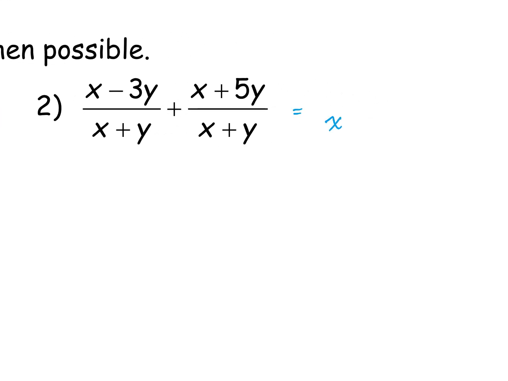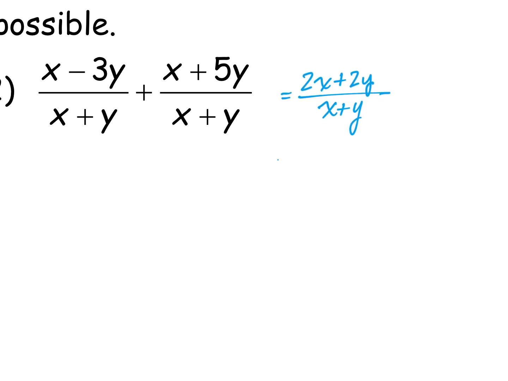So number 2, again, my denominator's the same. So I've got x plus y. So I'm going to add my numerators. X plus x is 2x. Negative 3y plus 5y is plus 2y. Now I'm going to see if I can simplify that. So I'm going to factor out, what should I factor out? A 2, right? So I factor out a 2 and I get x plus y over x plus y. So my answer should be 2. Yeah, okay.